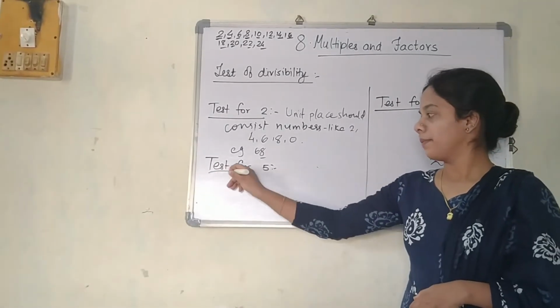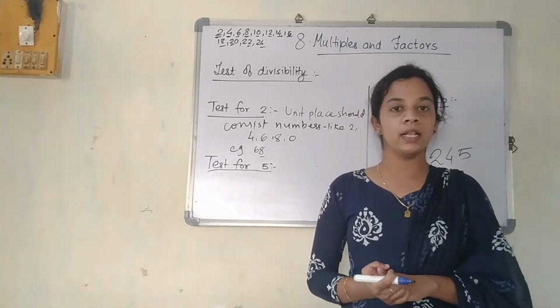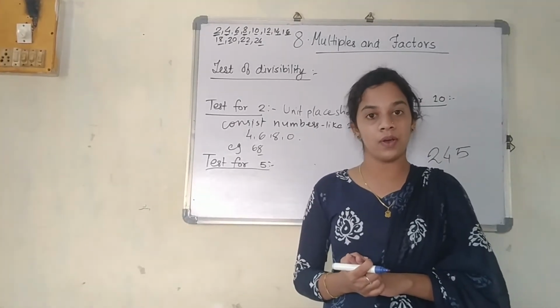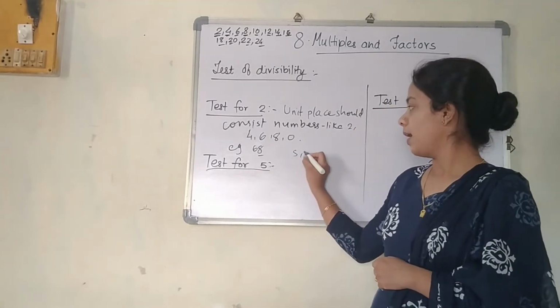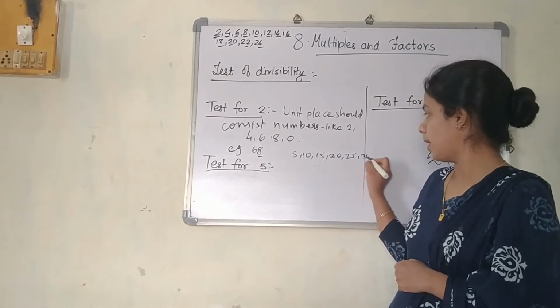Now test for 5. If you know the table of 5, just see 5, 10, 15, 20, 25, 30, 35, 40. If you observe the unit places, it is 5, 0, 5, 0, 5, 0 and so on.